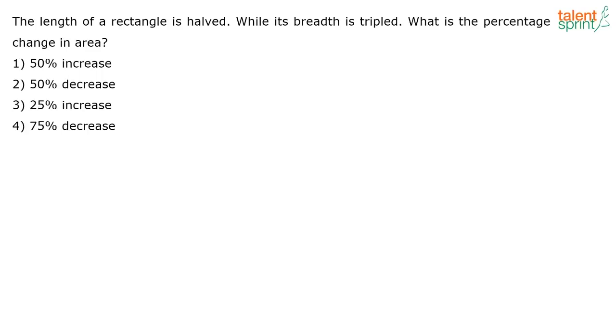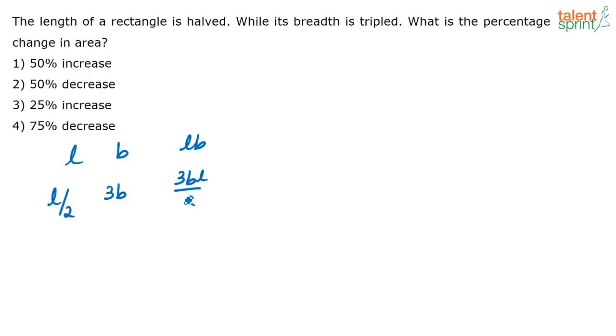Next one. The length of a rectangle is halved while its breadth is tripled. What is the percentage change in area? So let us, again, very easy question, let us assume the length of the rectangle is L and breadth is B. Now what is happening? Length is halved. Okay, so what is the area? LB. Length is halved means length is becoming L by 2. Breadth is tripled, so breadth is becoming 3B. Now what is the area? 3LB by 2.